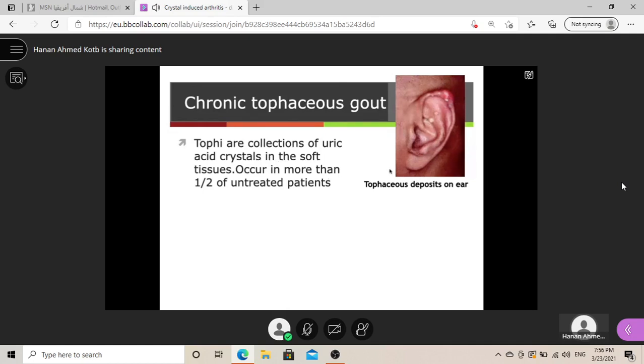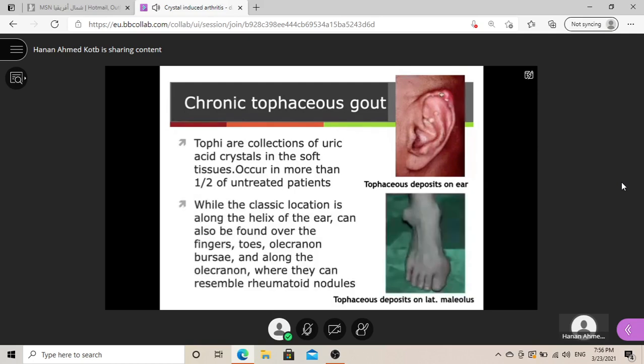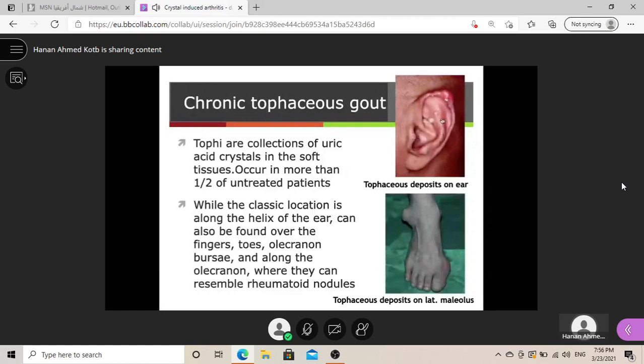Usually التوفاي دول a classic location of deposition over the helix of the ear. هنلاقي هنا هو عندي swelling that is red لأنها inflamed. We have other swellings that are yellowish كده هو. We usually be firm consistency، okay? But the tophi barto can also be found over the fingers، toes، olecranon bursae، and along the olecranon، where they can resemble rheumatoid arthritis. Well، this is a tophaceous deposition over the lateral malleolus.